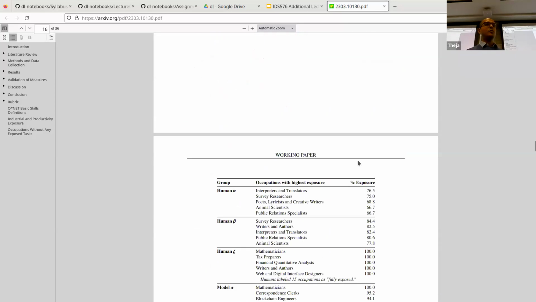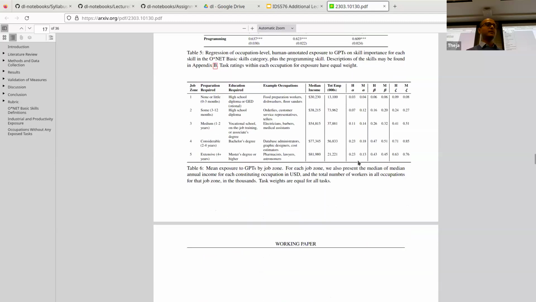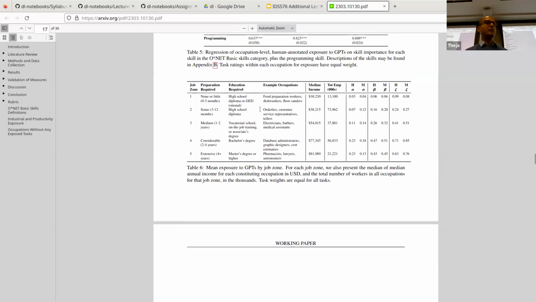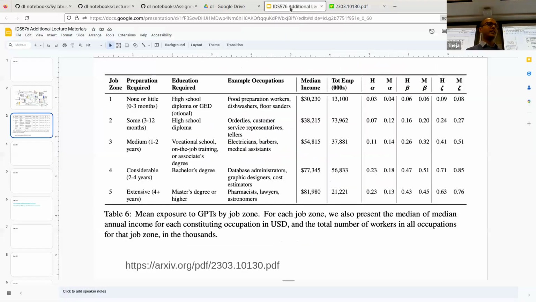they're just trying to understand how much. So this table 6 here, I've actually screenshotted it and zoomed in. It's showing mean exposure to GPTs by job zone. Just think of GPTs as LLMs. In this case, this is by OpenAI folks, so that's why they're using GPTs. But it applies to any LLM, any language model, right?